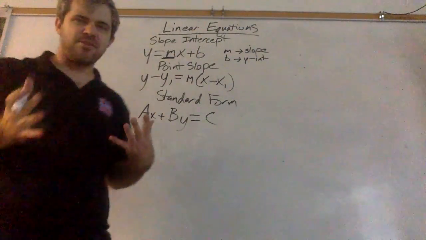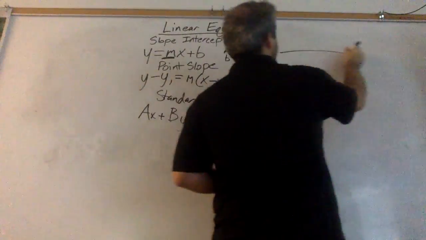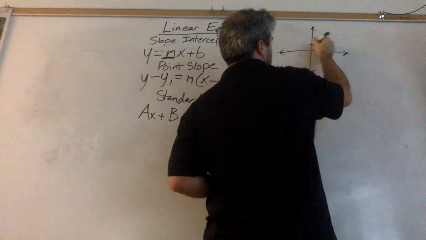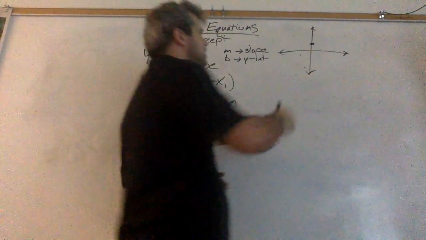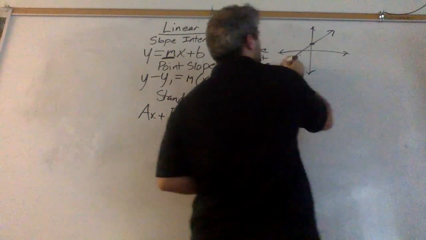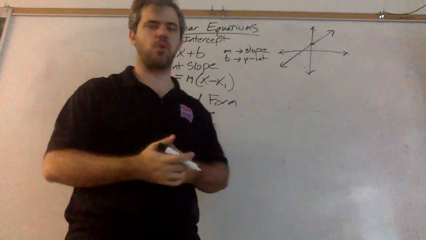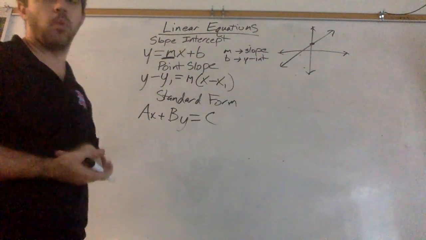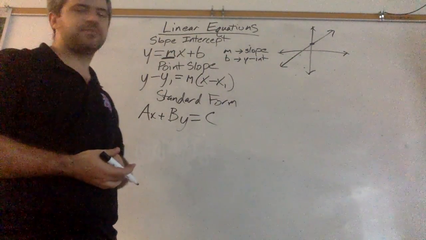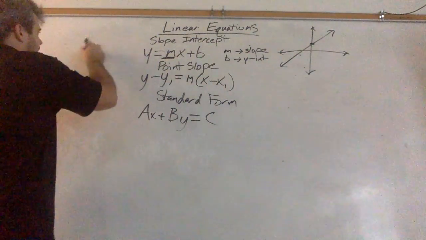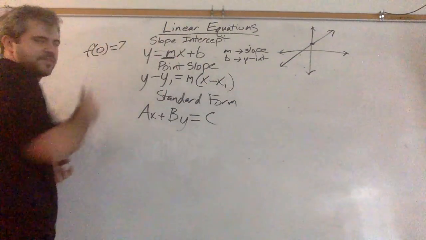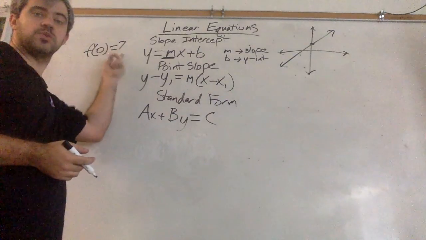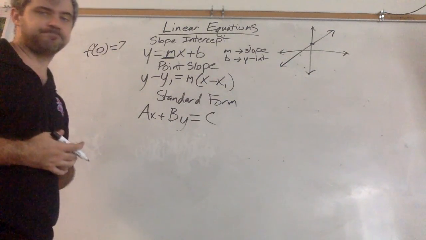y-intercept. If you've forgotten what a y-intercept is, here's our y-axis, and the y-intercept is where it touches that axis. So it's kind of our starting point. Whenever x equals 0, that's what y is going to be. Sometimes on your homework, it'll say f of 0 equals 7. What it's saying is when x is 0, y is 7. So 7 is our y-intercept.